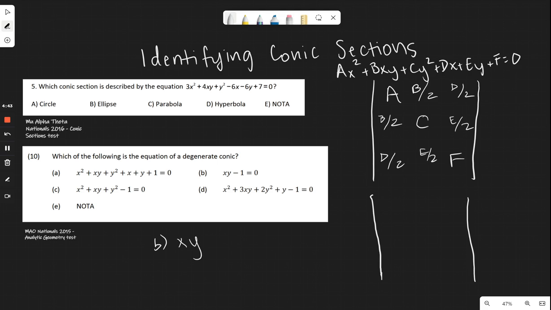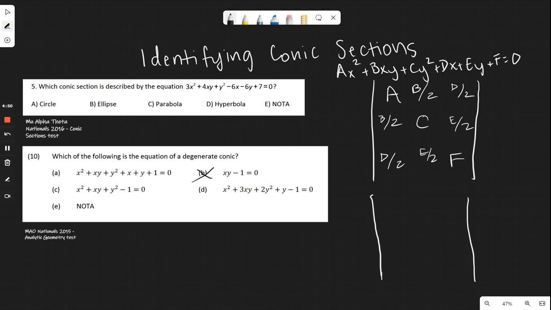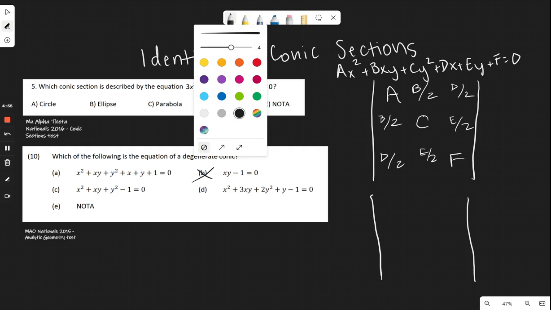So hopefully you know that. You should probably know some common conics, and that is a very common conic. So that's not an option. C is one that you could also eliminate. Like if I were looking at this, I could eliminate it.